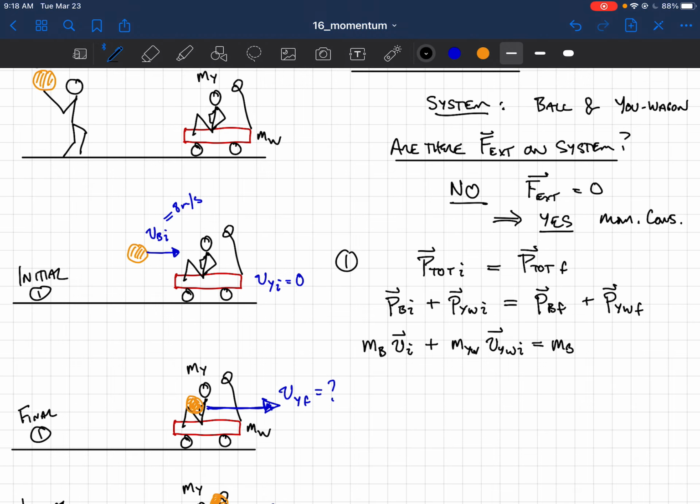And then the same thing for final. So m ball v ball final, plus m u wagon, v u wagon final. We're just going to start to get lots of subscripts here. Okay, so this is just the equation.